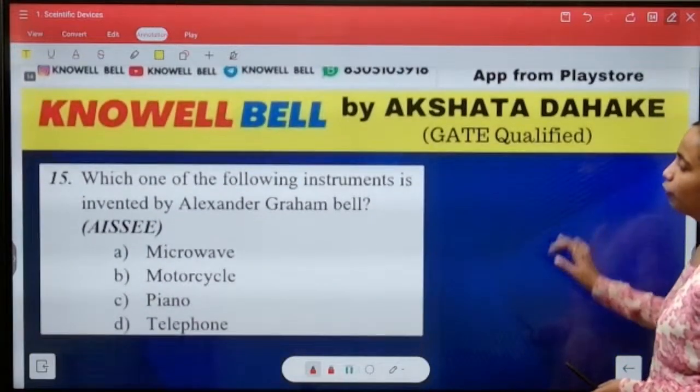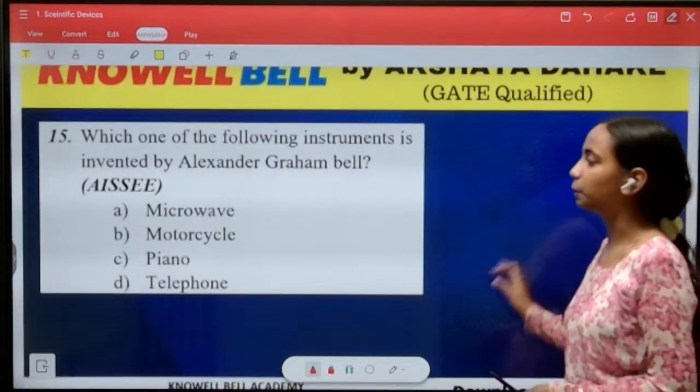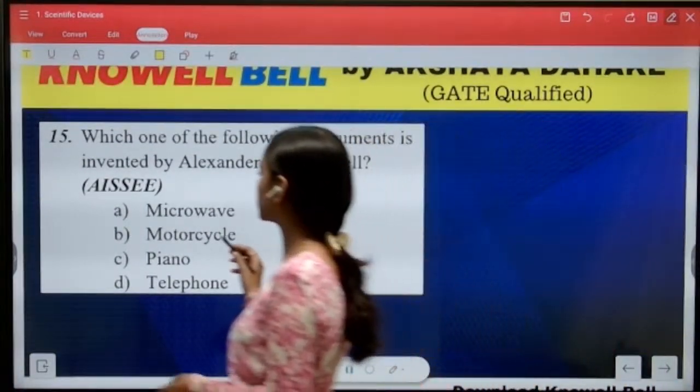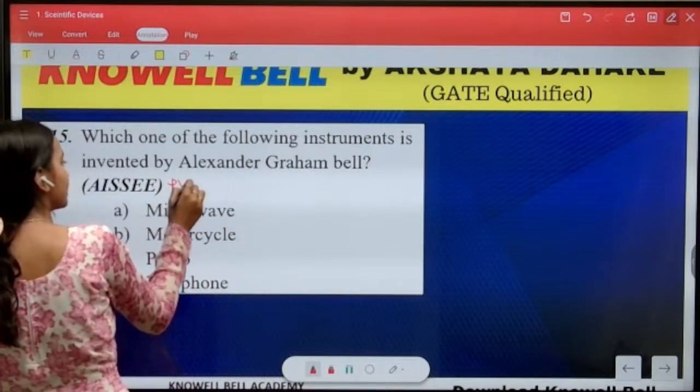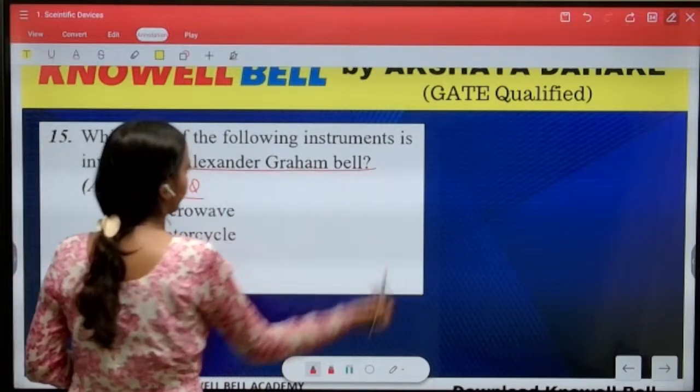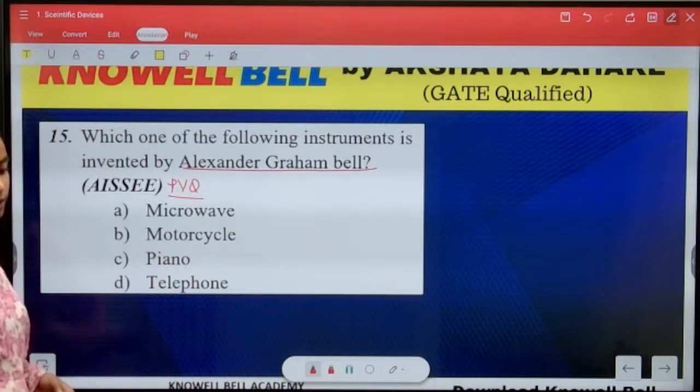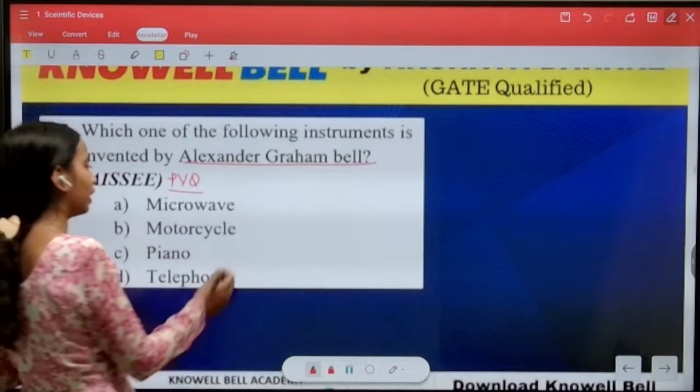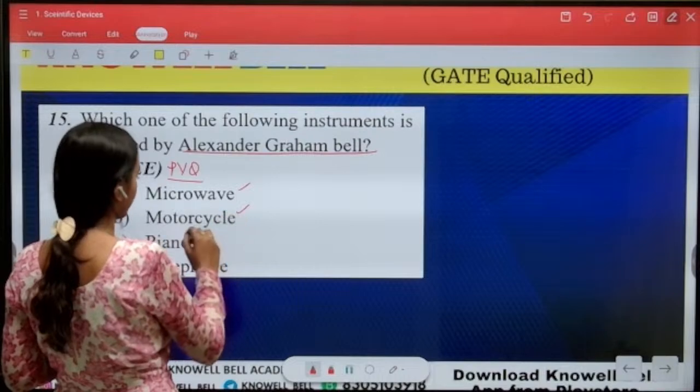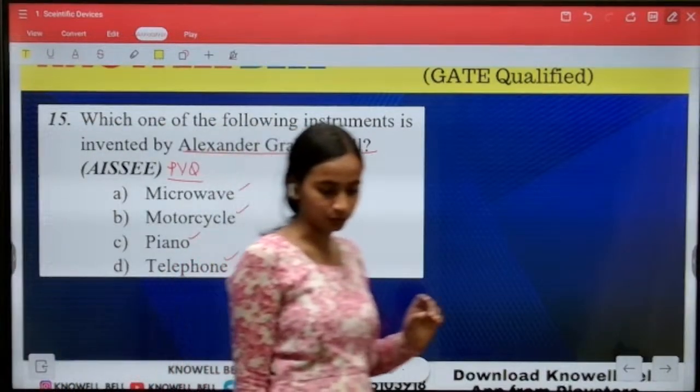Question number 15. Which of the following instruments was invented by Alexander Graham Bell? This question was previously asked in the Sainik School entrance exam and it's a very important question. Did he invent the microwave, motorcycle, piano or telephone?